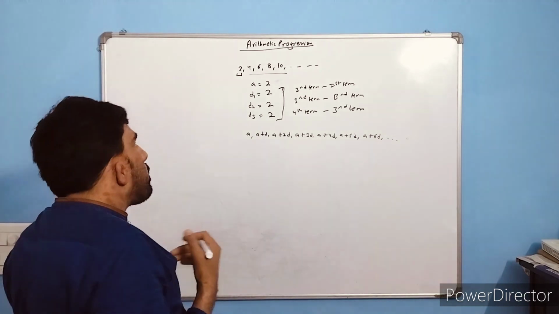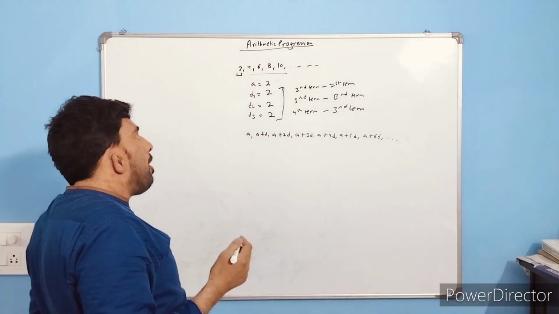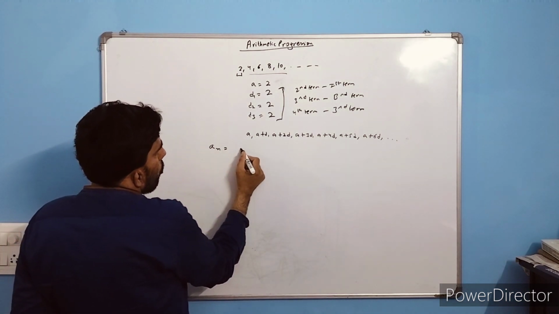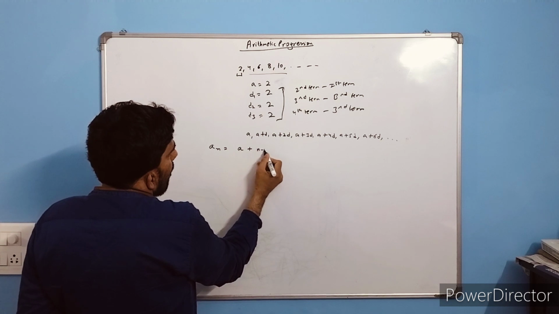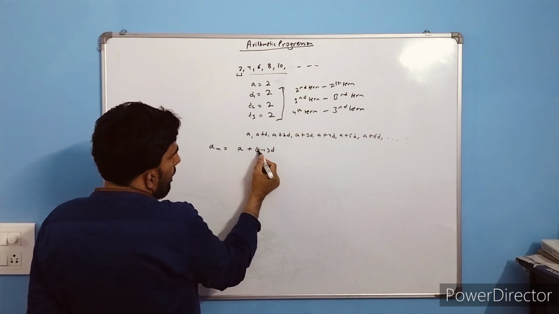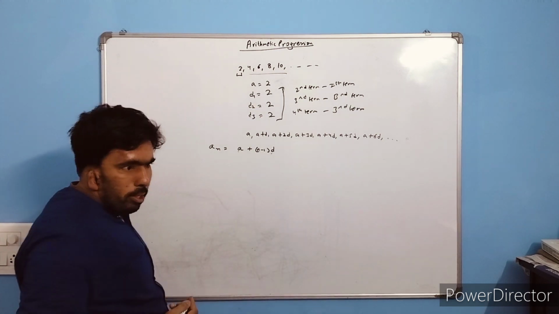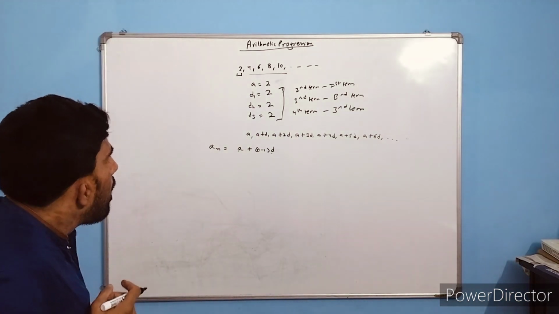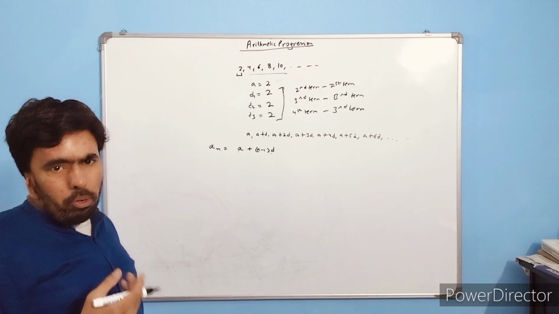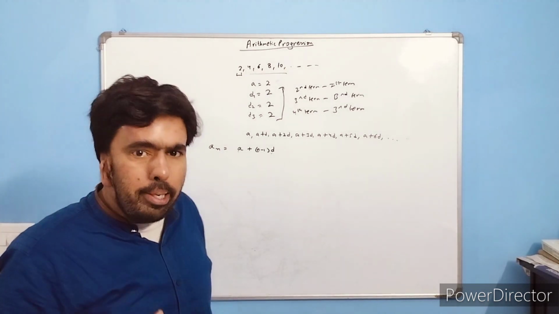One more thing is to find the nth term. If you want to find the nth term, then there is a formula for this: a_n is equal to A plus n minus 1 into D. A is the first term, n is the number of terms, and D is the common difference. Okay, we'll try more numericals on this now, so that this chapter will be clear to you. So let's do it.